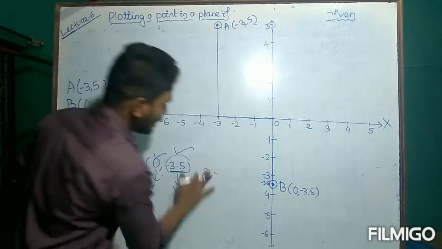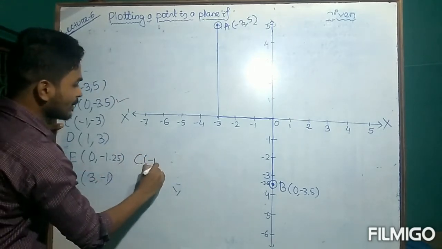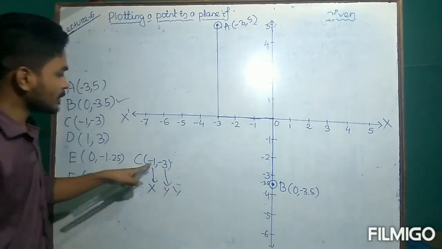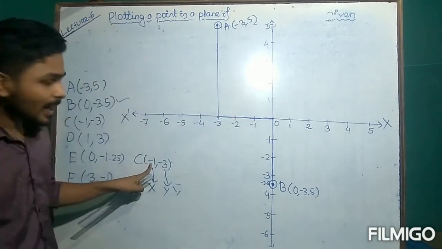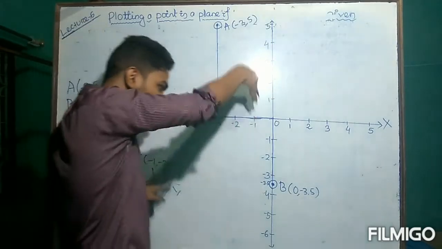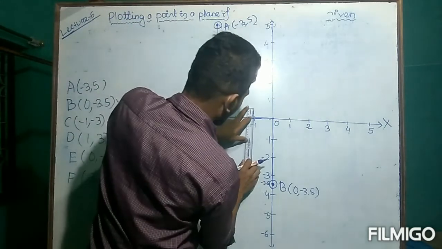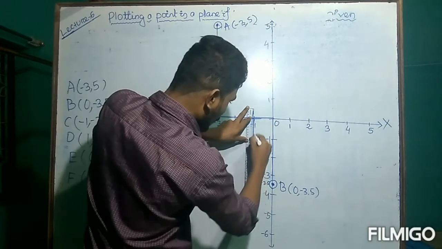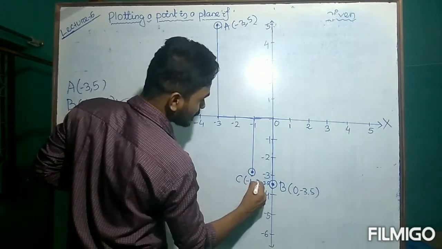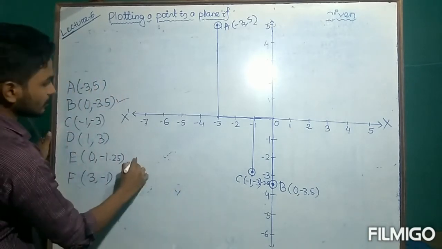Right? Okay, so coming to the third point, it is minus 1, minus 3. This is the x coordinate and this is the y coordinate. The x coordinate has a negative value, so move towards the left-hand side and cover 1 unit. The y coordinate has a negative value, so you have to move towards the bottom and cover 3 units in the negative direction. So this is minus 1, and now you reach here, this is minus 3, and this point represents minus 1, minus 3. Clear?